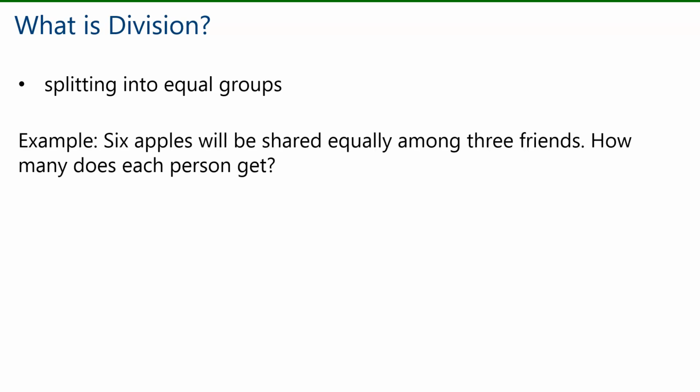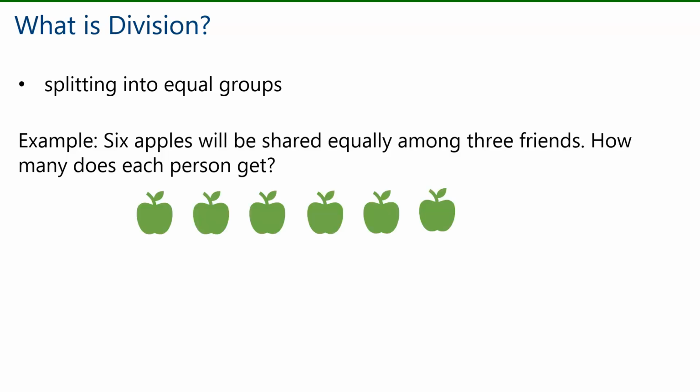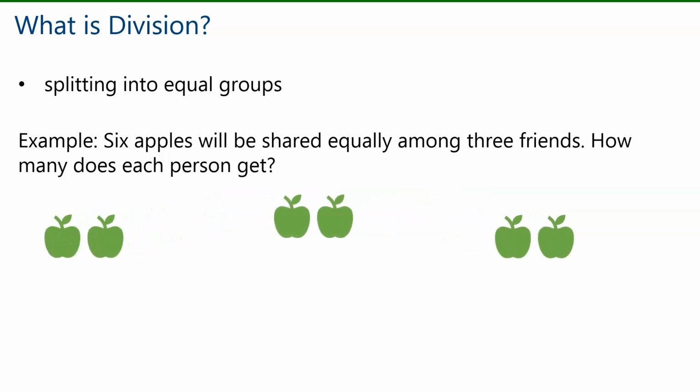So if you had 6 apples that are going to be shared equally amongst 3 friends, how many apples would each person get? Well, let's have a look. Here I have 6 apples. If I want to divide them into 3 groups, you would see that each person would get 2 apples. So that's the idea of division, the separation of something into equal parts.